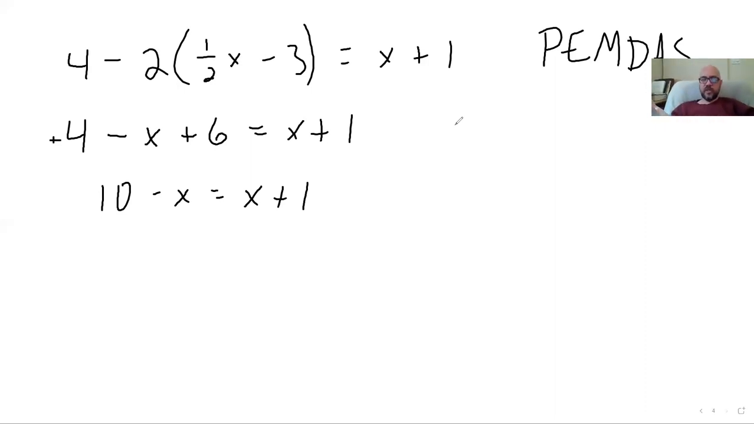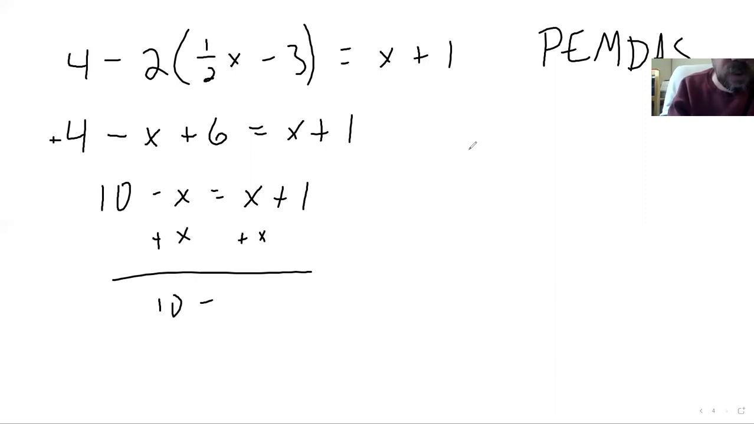And then we're in the same situation as last time. So I'm going to do what I would do for myself, which is move the x's to the right, just to keep it positive. So add x to both sides. 10 is 2x plus 1. Subtract 1.